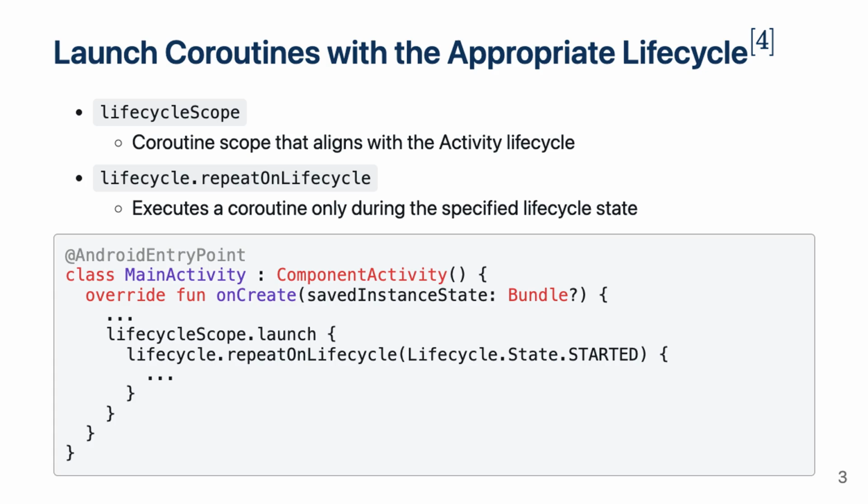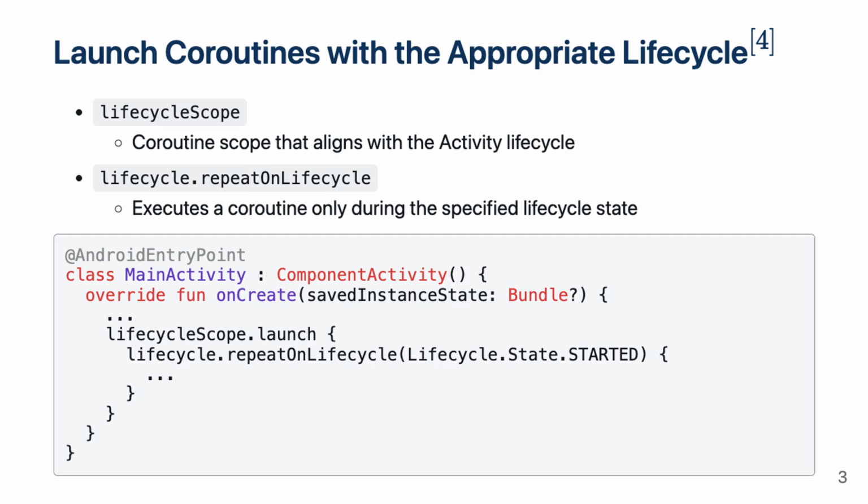Next, we'll look at how to launch coroutines with the appropriate lifecycle. Let's examine the example of Now in Android's main activity. Within the onCreate function, we are launching a coroutine within a lifecycle scope. This lifecycle scope is tied to the activity's lifecycle. This means that when the activity is destroyed, the coroutine within this scope is also automatically destroyed.